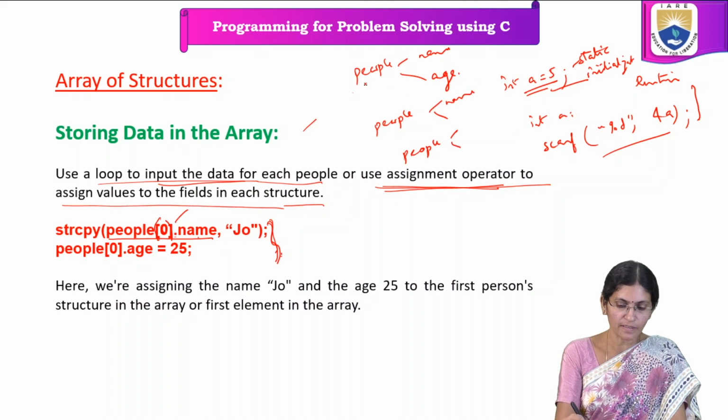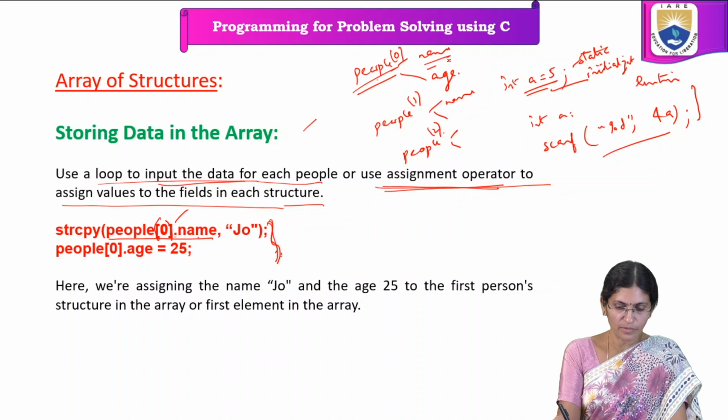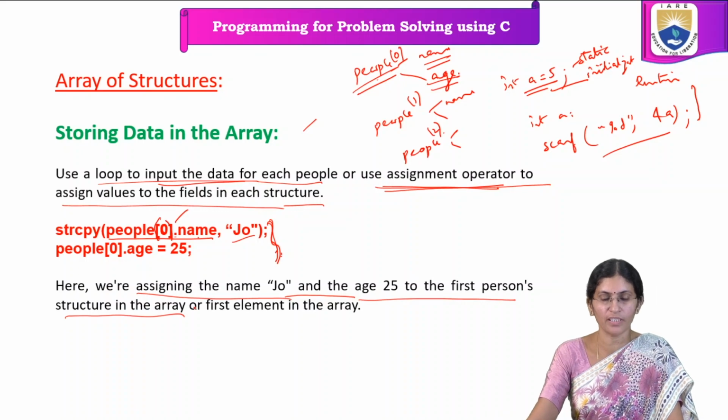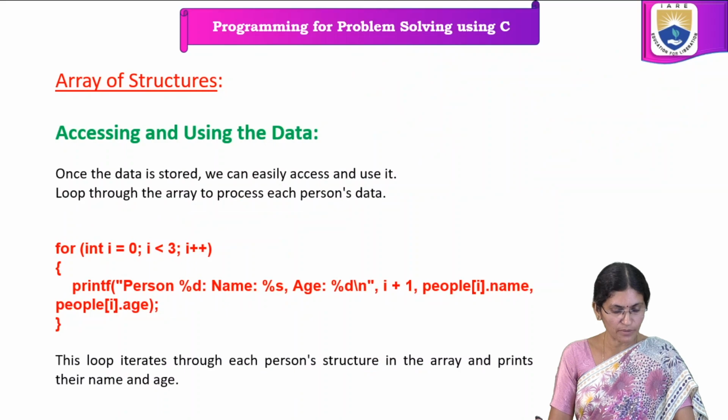In order to access this person's information, we can iterate through the array starting with index value 0. This has index 1 and this has index 2. So people[0].name is assigned as Joe, and people[0].age is assigned as 25. Here we are assigning the name Joe and the age 25 to the first person structure in the array, or the first element in the array. We'll see the complete program for this.